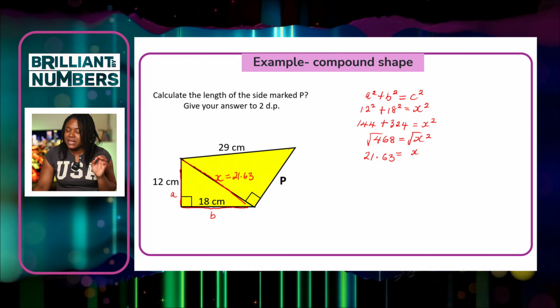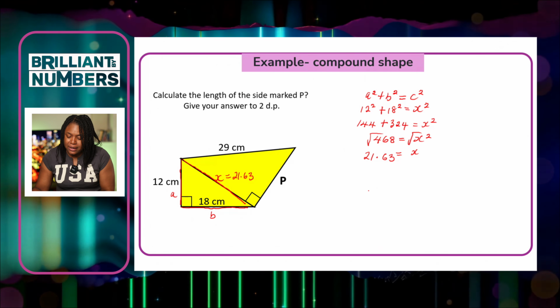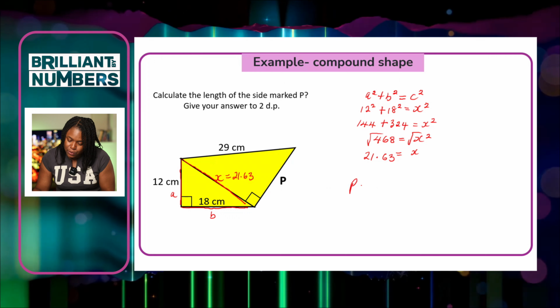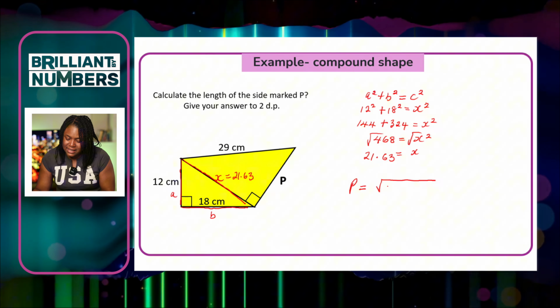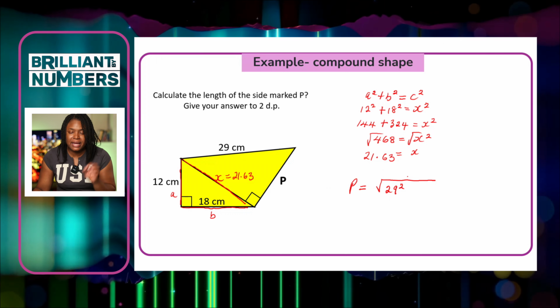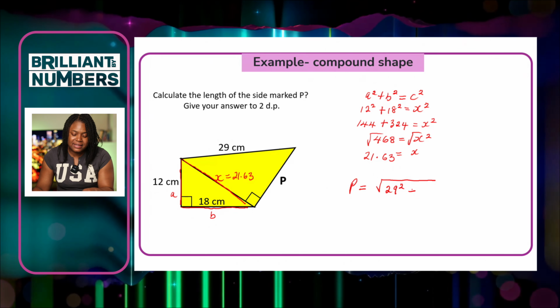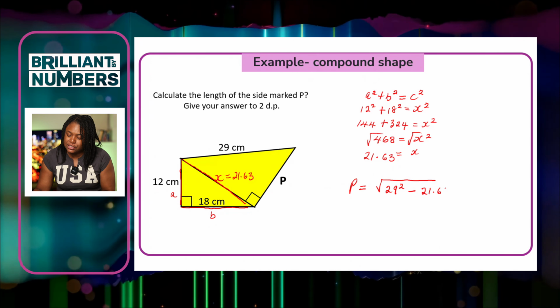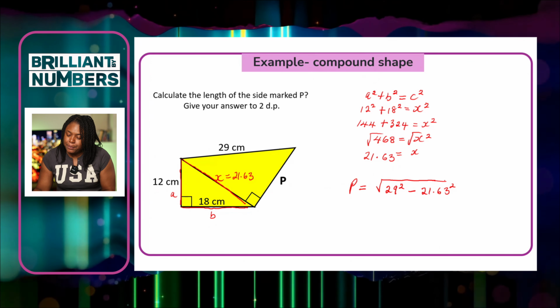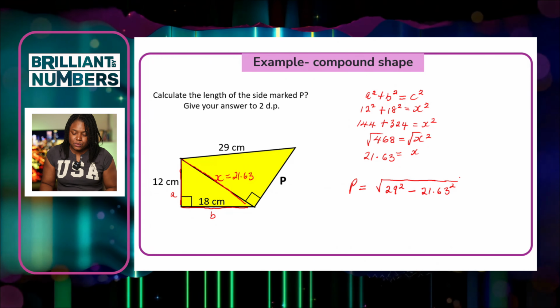So since I know that I'm going to subtract them, I could just go ahead and say P would be equal to the square root of 29 squared, which is my hypotenuse, take away the side that I've just found, which is 21.63 squared. Put that all in my calculator at once.